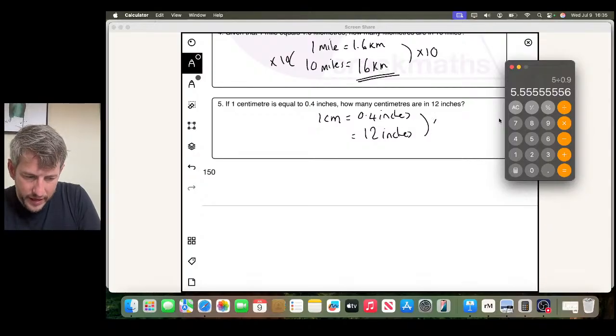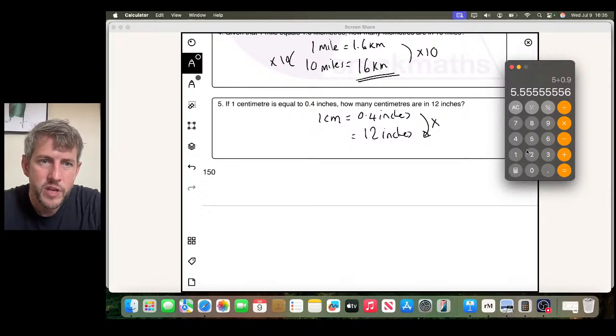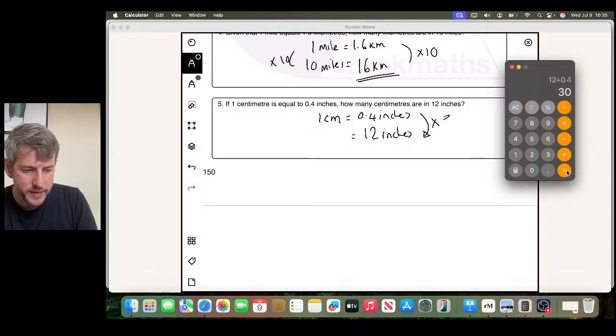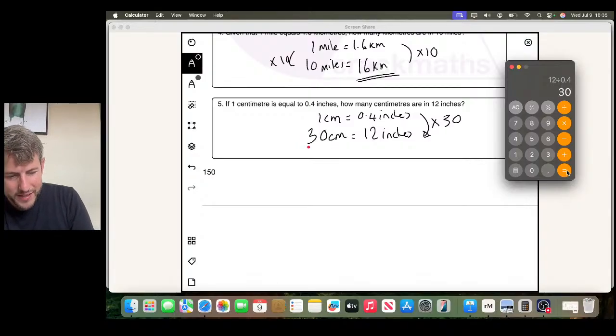So we've got to work out what we're timesing this by to get from 0.4 to 12. Remember, we just do that in reverse. So we do 12 divided by 0.4, and that gives us 30. Okay, so that will give us 30 cm, and that will be the answer.